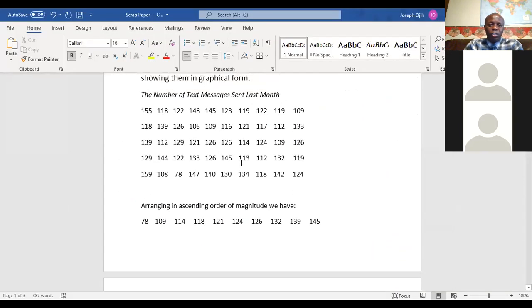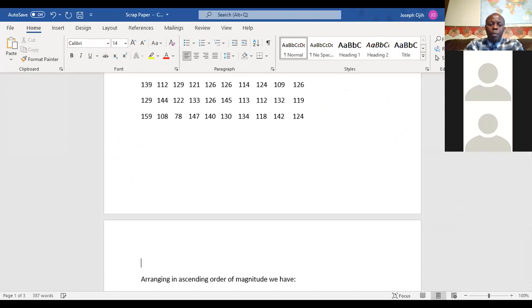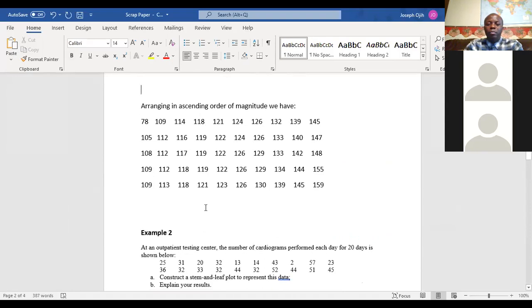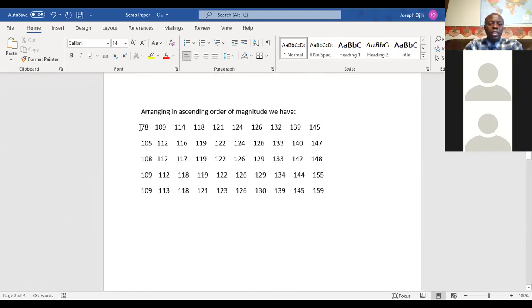So now these are the numbers, I put them here. Then in the second group, I put them in order from the smallest to largest. Okay. Now we can make our stem and leaf plot here. So 78 can be written as 078, because they're all 3 digits. So make it 078, to make everything 3 digits.